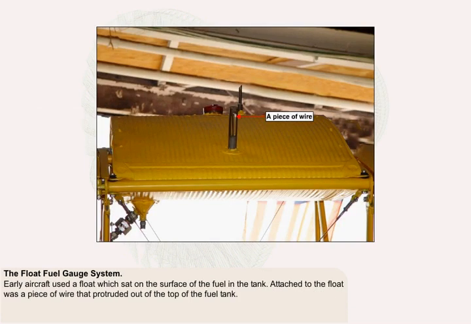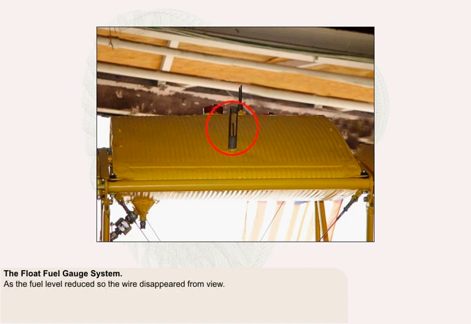The simplest form of volume indication is a float system. Early aircraft used a float which sat on the surface of the fuel in the tank. Attached to the float was a piece of wire that protruded out of the top of the fuel tank. As the fuel level reduced, so the wire disappeared from view.